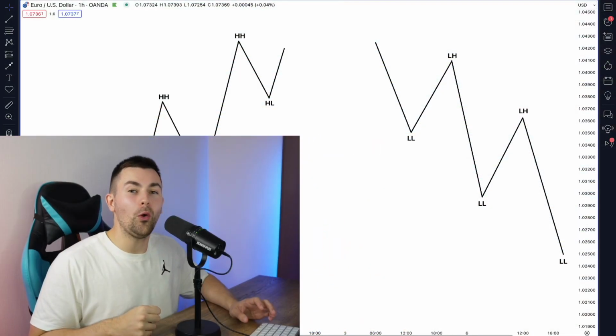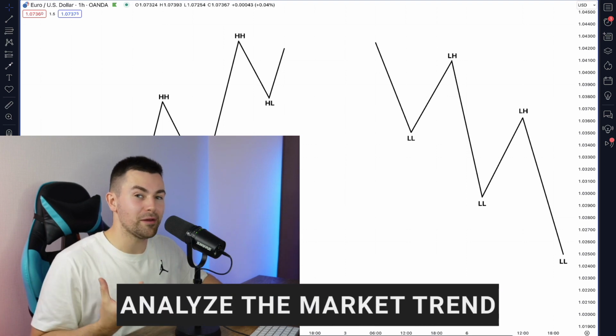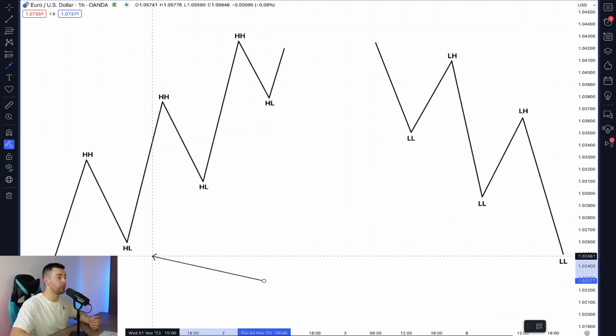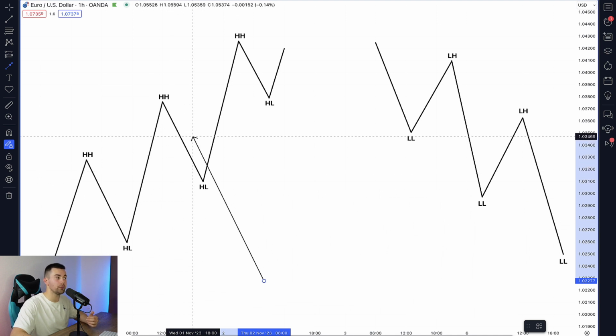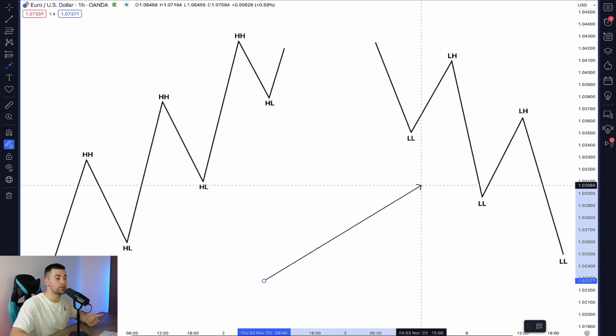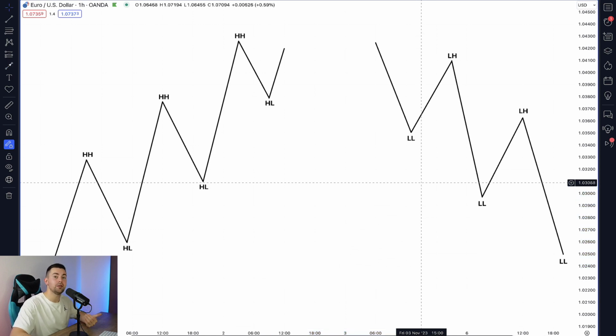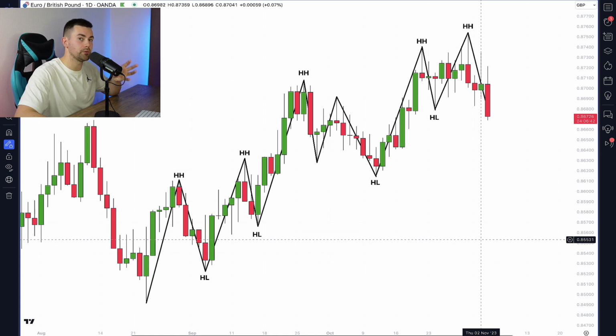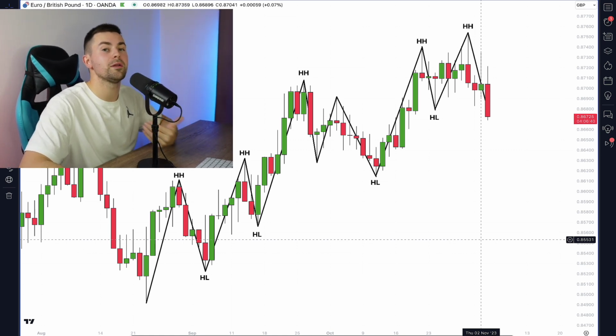Step number 1. Open a daily time frame and analyze the market trend with smart money concepts. If the market is bullish, the price should set higher lows and higher highs. And if the market is bearish, you should see the sequence of lower lows and lower highs. Take a look at the European pair. Analyzing the price action on a daily time frame, we can spot the sequence of higher highs and higher lows. And we can make a conclusion that here the pair is trading in a bullish trend.